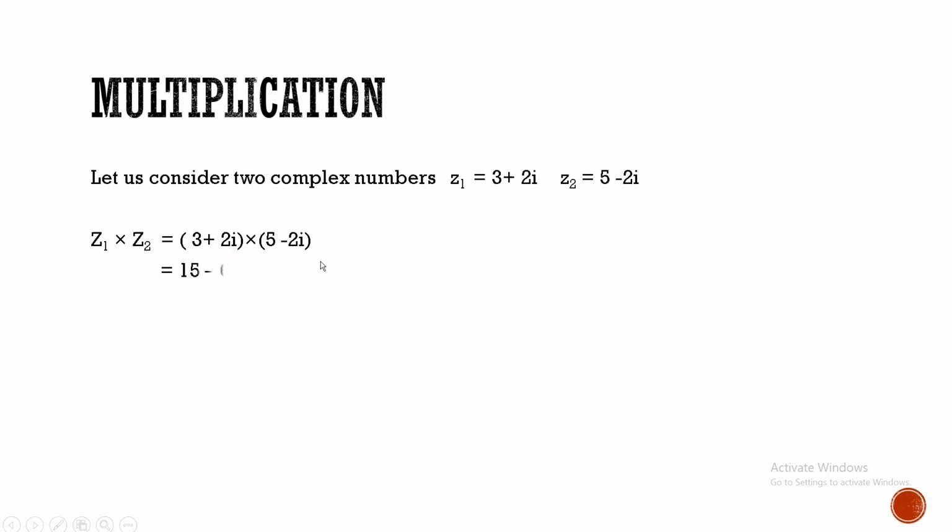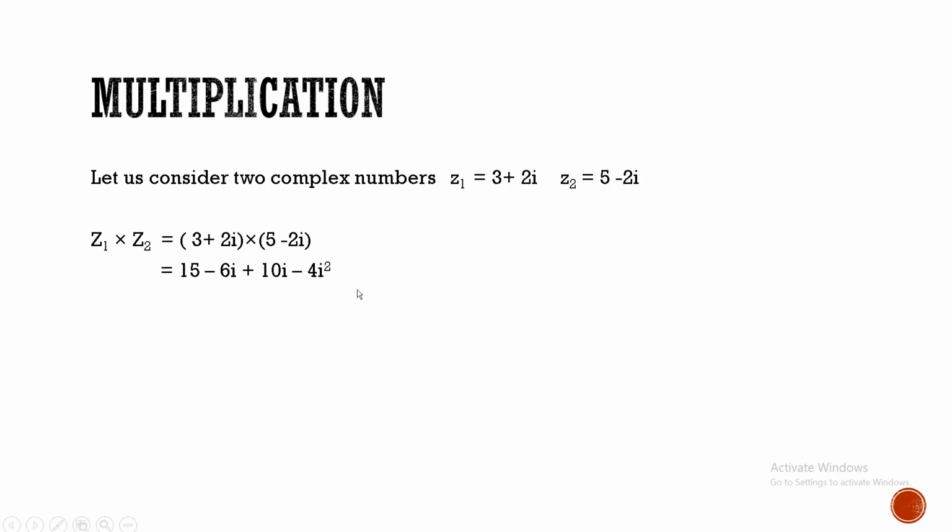So when we multiply a complex number, we will get an answer like this, that is 3 into 5, 15, then 3 into minus 2i, minus 6i, then plus 2i into 5, that is plus 10i, plus 2i into minus 2i, that is minus 4i square.